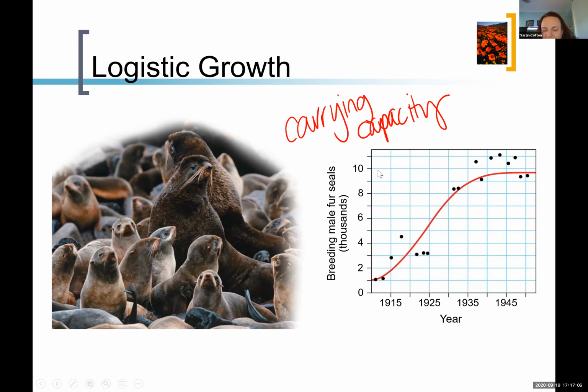So carrying capacity, right, is like right there, okay? And essentially what the carrying capacity is, it represents how large the population can get without using up all of its resources, right? So the carrying capacity is the population size that the environment and the resources can support, okay?